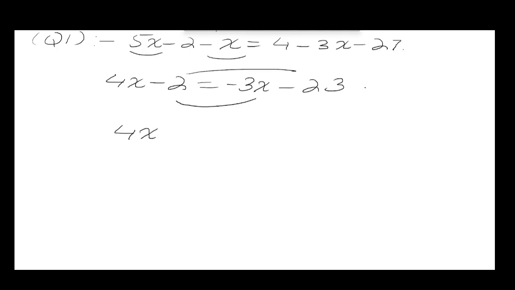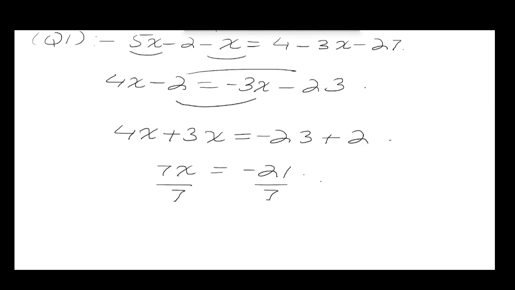We will have 4x plus 3x, which is going to be equal to negative 23 added with 2. So 4x added with 3x results in 7x, and negative 23 added with 2 results in negative 21. So now 7 will be divided on both sides and x will be equal to 3. So this will be our final answer. And if we want to represent this solution in an answer set or a solution set, we can do so by writing like this. So this will be our final answer.